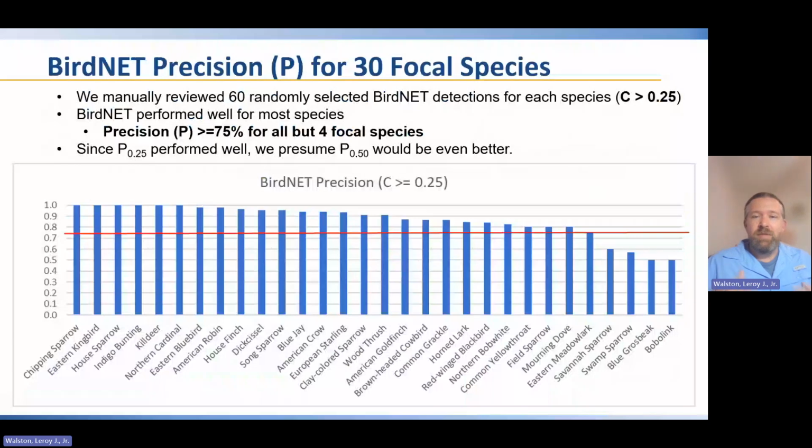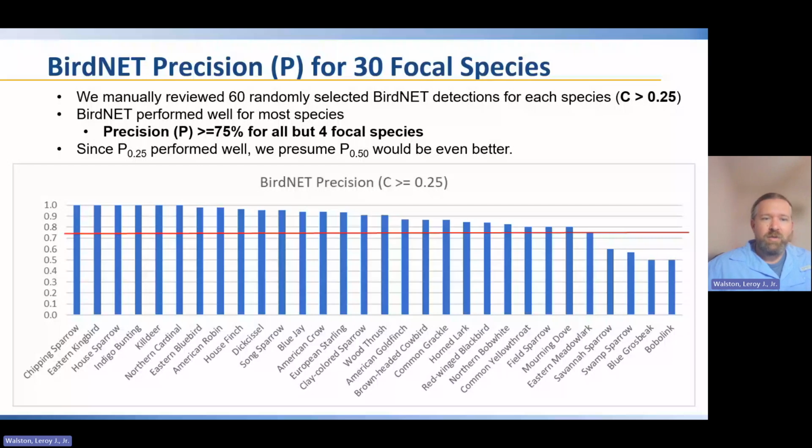And so what we did in our work to start is we identified 30 focal species, and then we manually reviewed 60 randomly selected BirdNet detections for those 30 focal species, using a confidence threshold of 0.25. So we filtered all of our BirdNet detections to a minimum confidence threshold of 0.25 or 25%. And we found that BirdNet got the majority of these predictions right at a confidence level of 0.25. Precision was greater than 75% for the majority of these focal species, all except for 4, which you can see over on the far right-hand side of the graph.